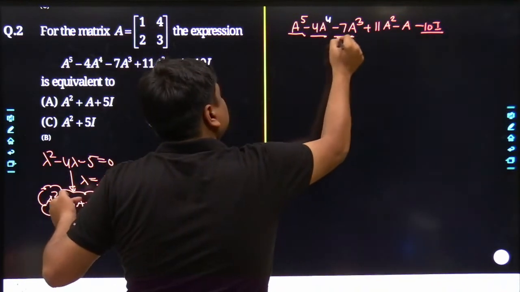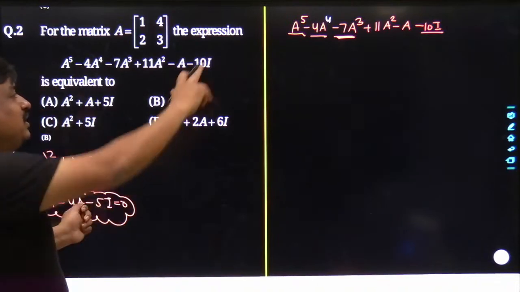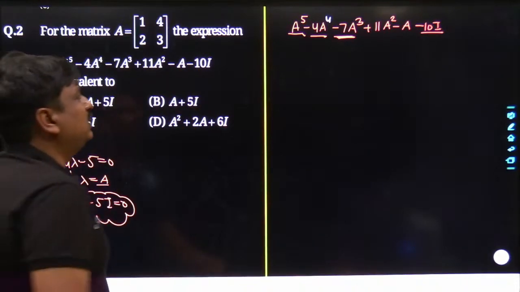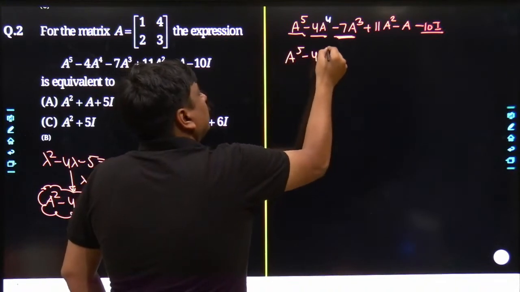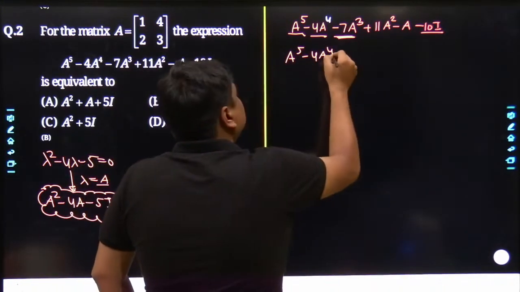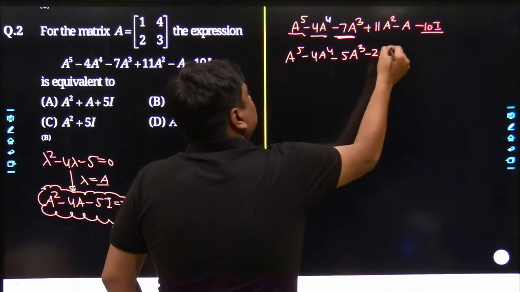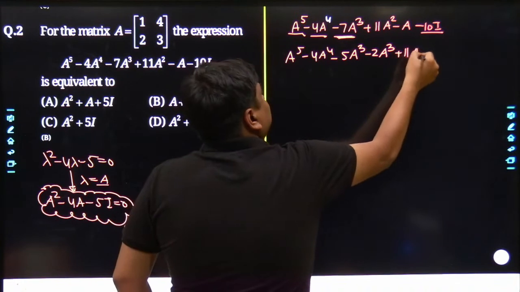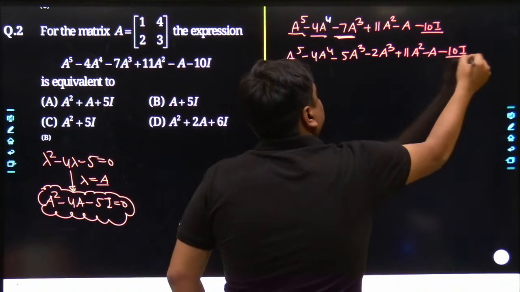But here there is a certain messy part. Here I wanted to have a minus 5, but there I have got minus of 7. So obviously, I can change this problem a bit. And minus of 7 could have been written as minus of 5 times of a cube, minus of 2 times of a cube. Here goes 11 times of a square minus of a, minus of 10 times of I.